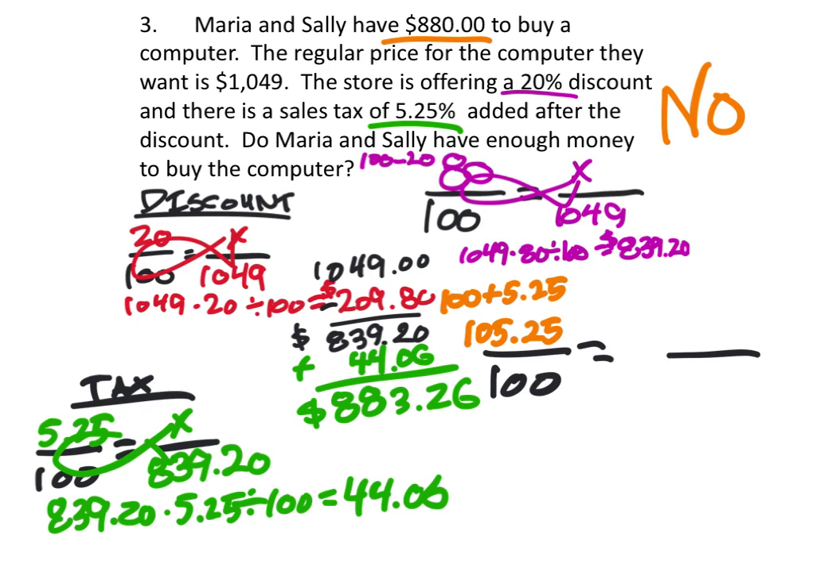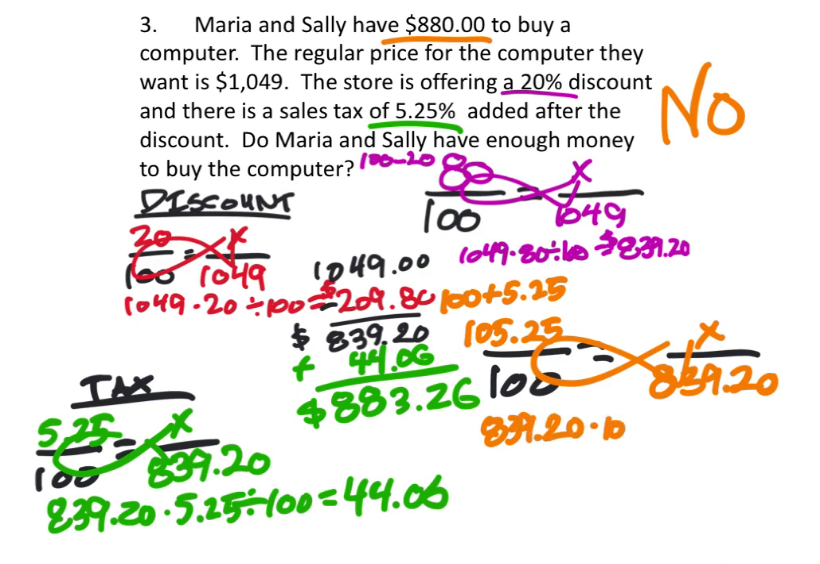And what was it a percent of? Well, it was $839.20. We just got to figure out how much that is. And sure enough, let's go ahead and put this into the calculator with some fish method on this one. So 839.20 times 105.25 divided by 100. What does this equal? 839.20 times 105.25 divided by 100.